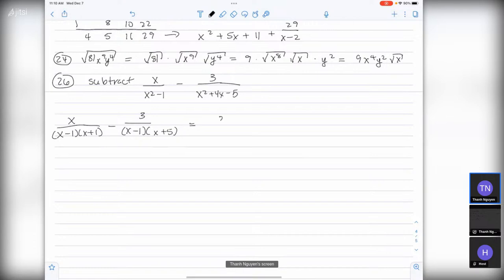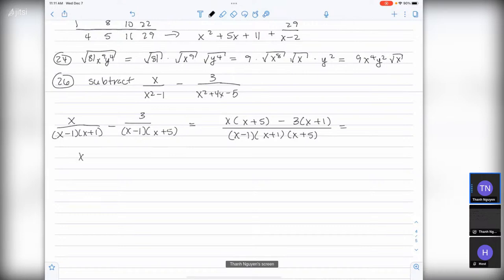So this becomes, I should do the other side first, because we're subtracting. We have x times x plus 5 over here, and we are subtracting 3 times x plus 1, because this side is missing an x plus 1. And then the bottom becomes x minus 1, x plus 1, x plus 5.